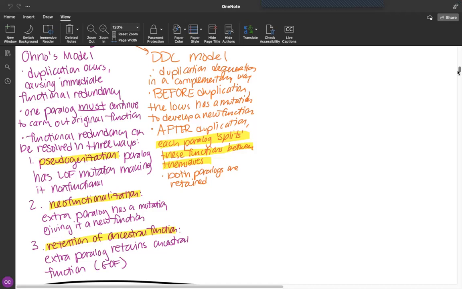We can still have functional redundancy called retention of ancestral function, which is gain of function. The paralog created can have a loss of function mutation called pseudogenization, which makes it non-functional. So we have that original paralog continuing to carry out original function, almost as if the duplication didn't occur. Or we can have neofunctionalization, where we have the original paralog continuing to carry out original function, and then we have the extra paralog with a new function. But in the DDC model, we only have one outcome, which is that the paralogs split their duties or their functions between themselves.